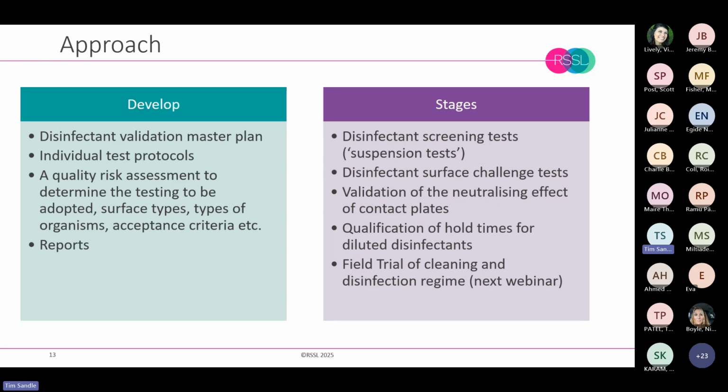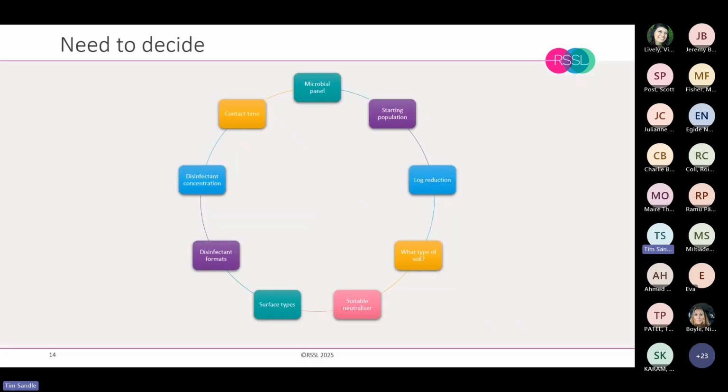So we need to have all these sewn together in one document, and that requires us to make a series of choices. So to my mind, each one of the things on the circle on the screen needs to be included in the master protocol or supporting rationale. So we need to decide which microorganisms we think are representative of our clean rooms that we wish to evaluate against our selected disinfectants.